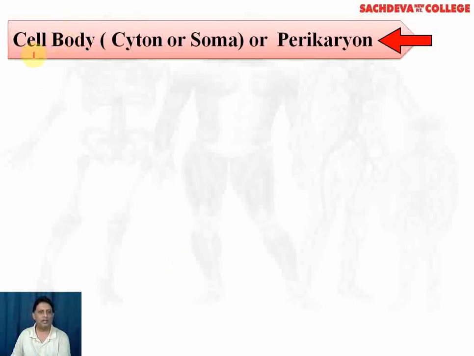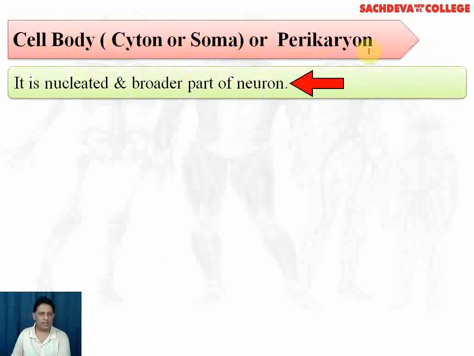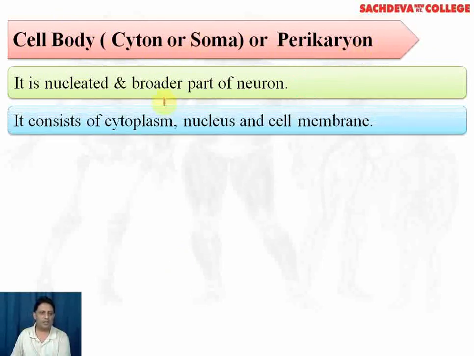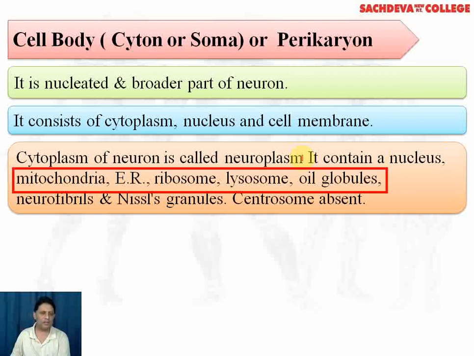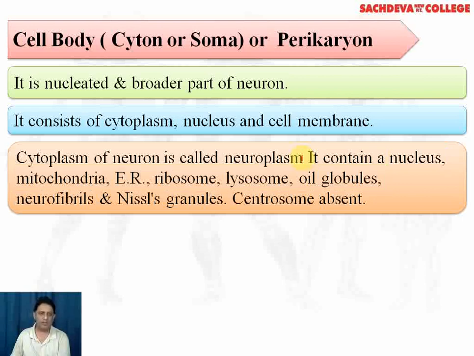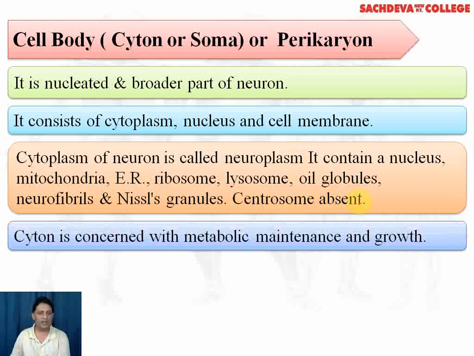First, the cell body, also known as cyton, soma, or the perikaryon. It contains the nucleus and is a broad part of the neuron. The cell body contains cytoplasm, nucleus, and a membrane which is known as the cell membrane. The cytoplasm present in the neuron is called the neuroplasm. It contains a nucleus and other cell organelles like mitochondria, endoplasmic reticulum, ribosomes, lysosomes, oil globules, neurofibrils, and Nissl granules. Remember, an important point, the centrosomes are absent. Cyton is connected with metabolic maintenance and growth.